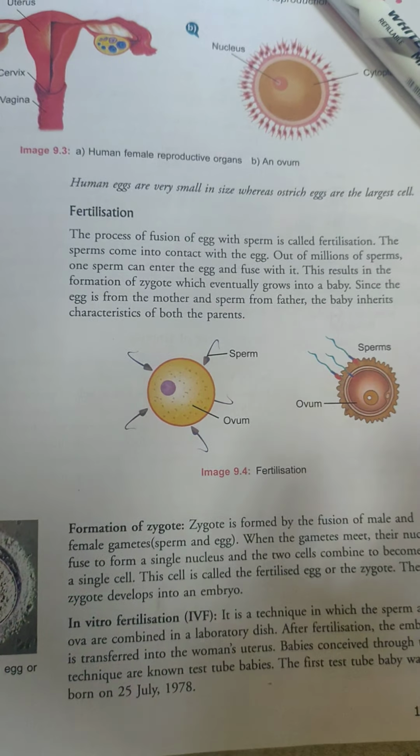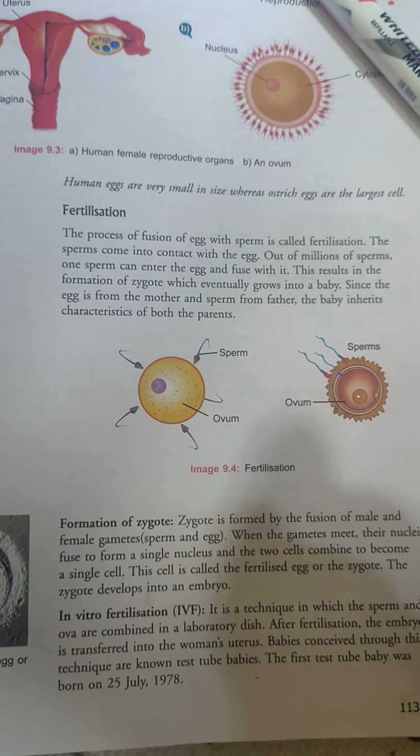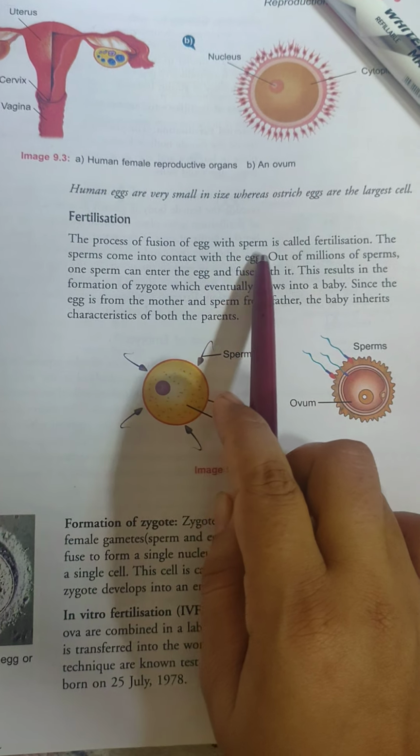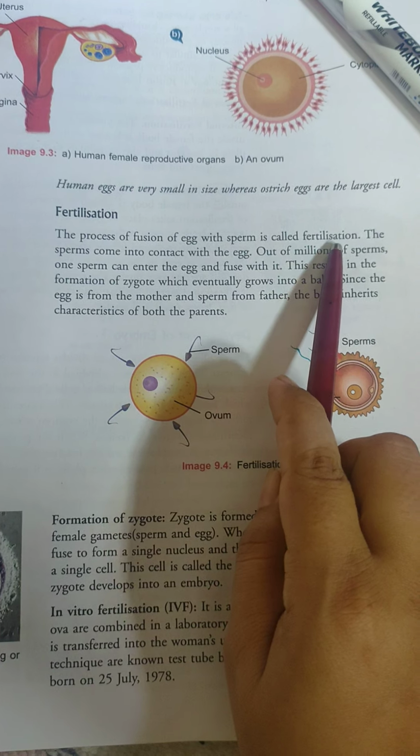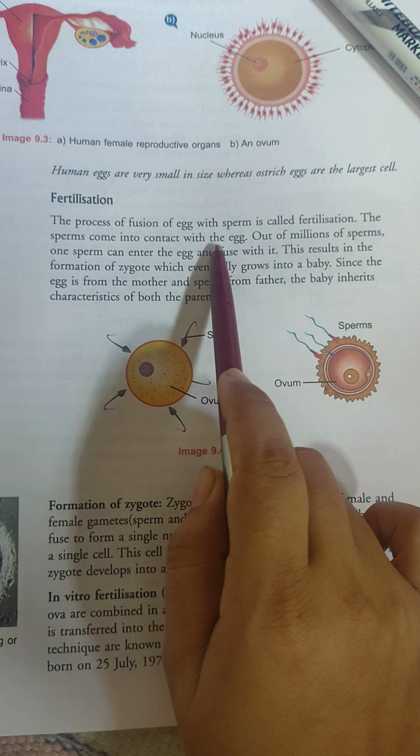Alright students, today we will be dealing with the part fertilization. You see, the process of fusion of egg with sperm is called fertilization. You underline this. The sperm comes into contact with the egg.